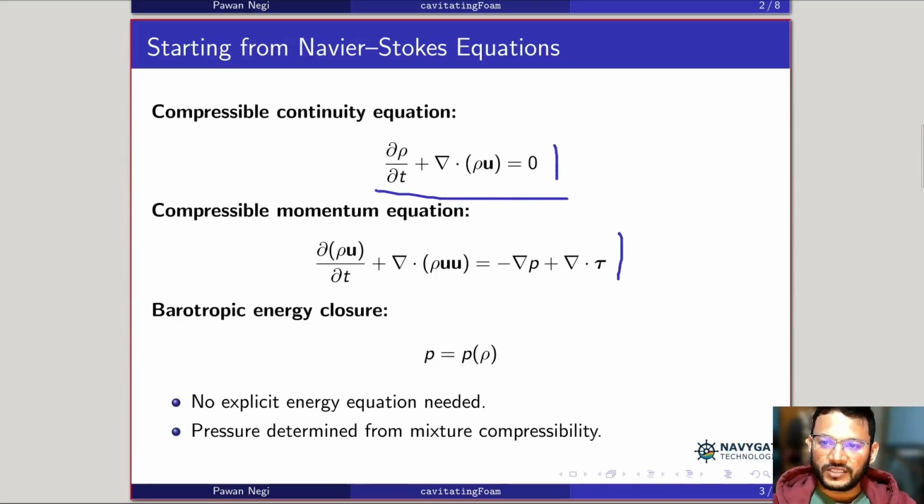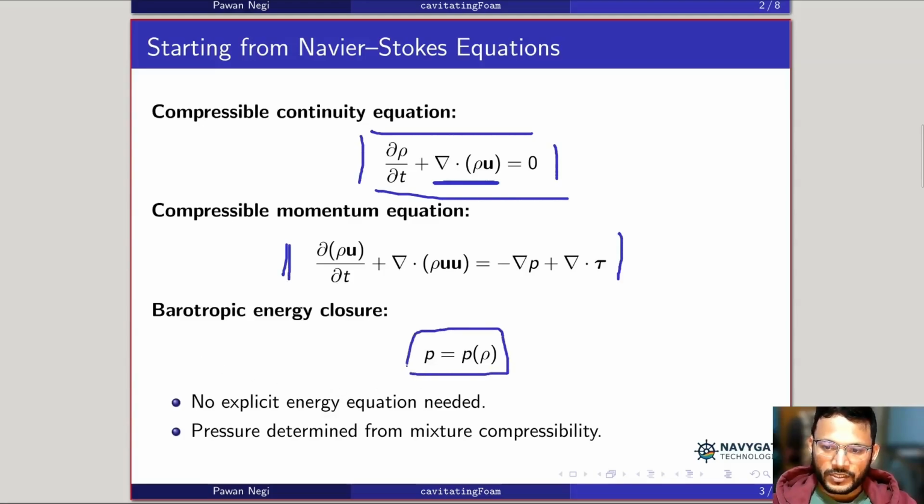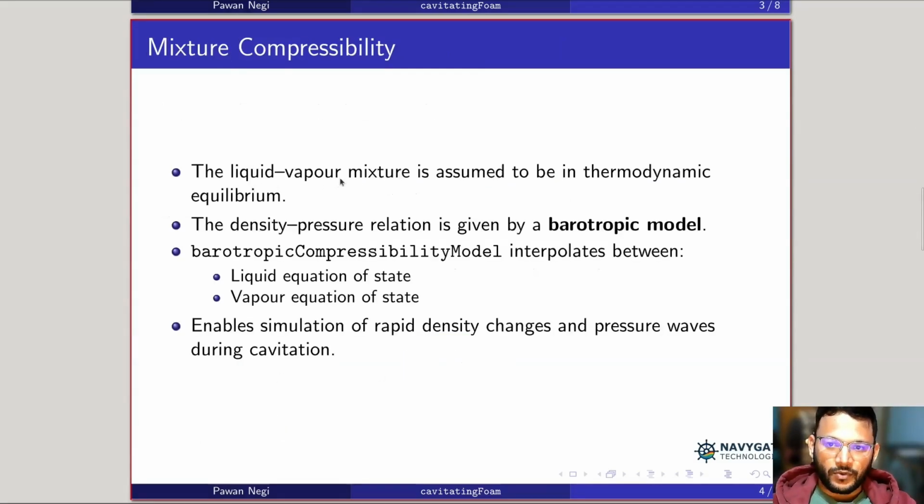Compared to phaseChangeFoam, where there is only a divergence of velocity, which is taken care of while solving the pressure Poisson equation, here we solve the continuity equation, then the compressible momentum equation, and then a closure equation is used, which is called the barotropic energy closure, and we do not solve an energy equation explicitly. The liquid vapor mixture is assumed to be in thermodynamic equilibrium, and the density pressure relation is given by a barotropic model. We will also see what the different barotropic models present in OpenFOAM are.